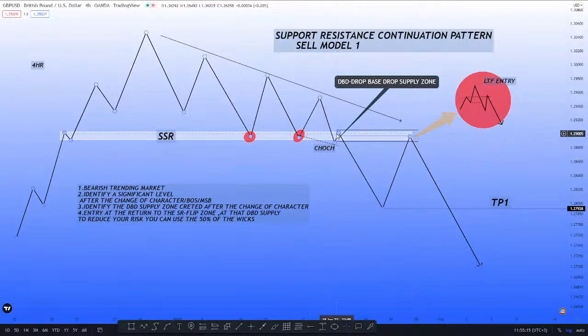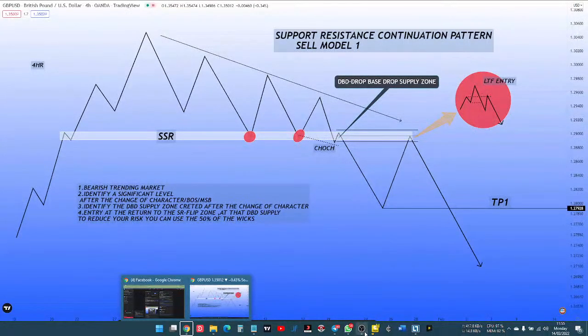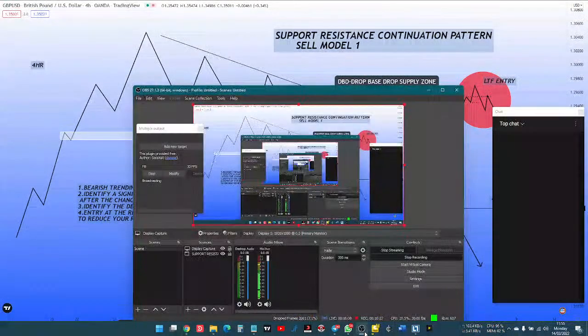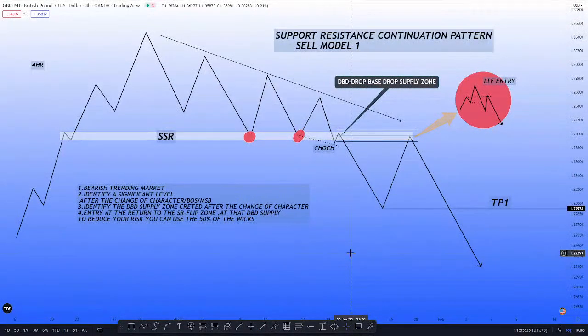Okay, so for this model, we are using the drop supply. Let me see how many minutes those are. I don't want to use your time. It's Monday, it's time to look for setups. 16 minutes, so that's model one. I'm going to cover two or three models of sell, then two models of buy, on separate videos to avoid a lot of confusion. So this is model one.